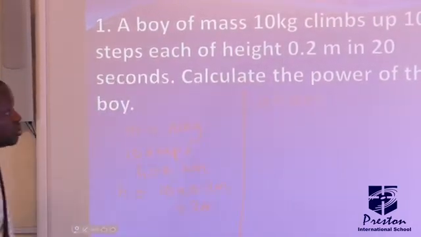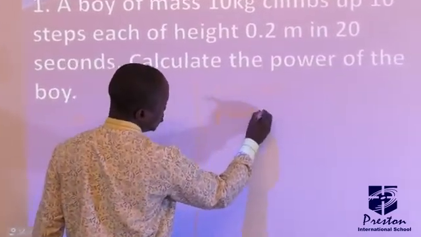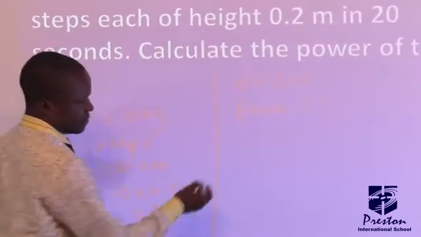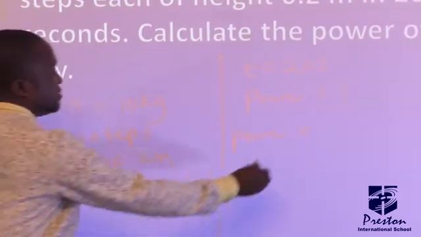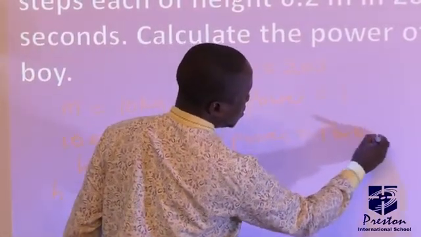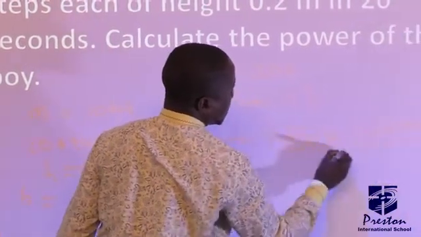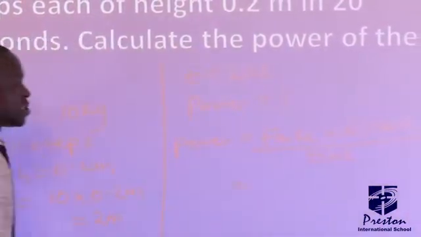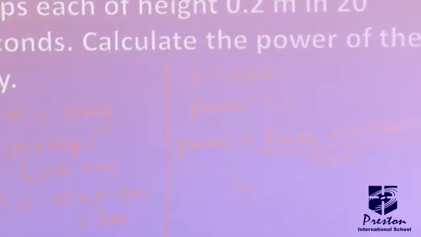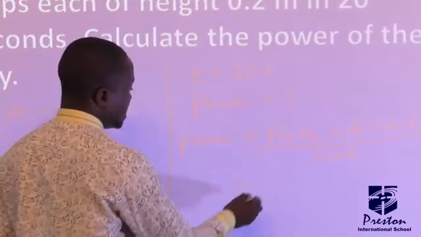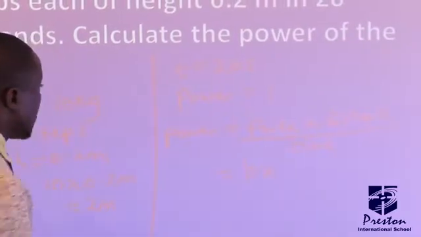The question asks you to find the power of the boy, which is not known. So you just record the formula. Power is equal to force times distance over time taken, since force times distance is work done. The force in this case is going to be the weight of the boy, which is mg. Don't forget your m is 10 kilogram, and your g, the acceleration due to gravity, is 10 meters per second squared.